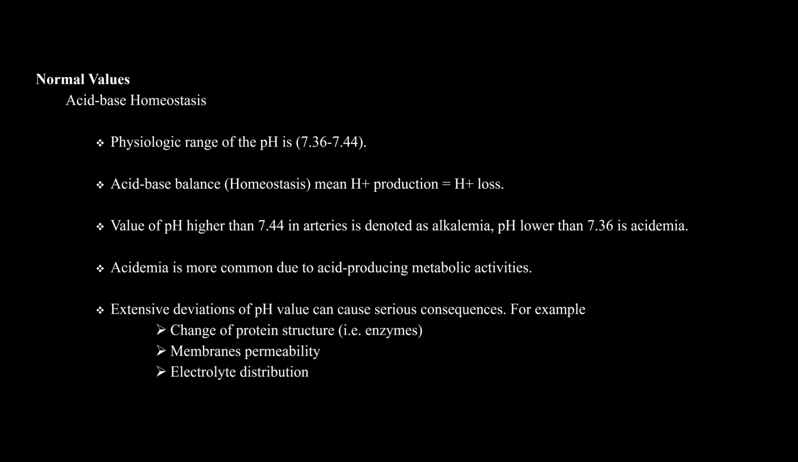Normal acid-base values. The homeostatic physiological range of pH is 7.35 to 7.45, where H+ production equals H+ loss. A pH higher than 7.45 is alkalemia, and a pH lower than 7.35 is acidemia. Acidemia is more common, due to the production of acids in metabolic activity. Changes in pH value have serious consequences, for example changes of protein structure, membrane permeability, and electrolyte distribution.